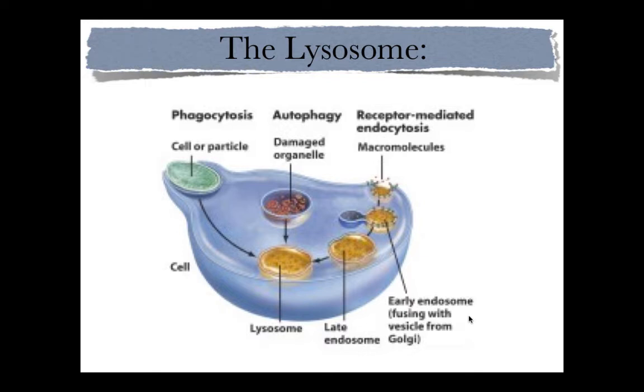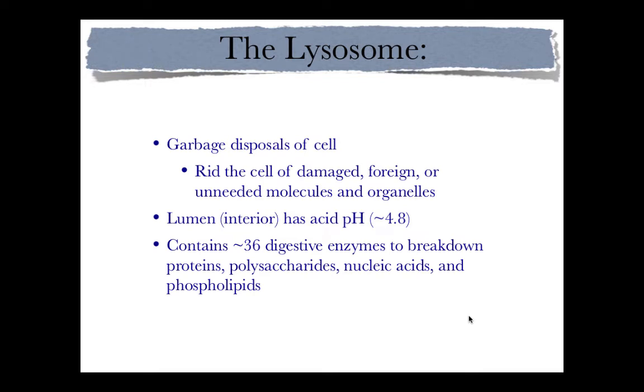And so let's skip this for a second, and we'll go through a little bit of the description, then we'll come back to that previous slide. So it can rid the cell of damaged, foreign, or unneeded molecules and organelles. And that's because the lumen, what does lumen mean? Yeah, an inner structure. So you can say the lumen of the gut, the lumen of the cell, the lumen of the lysosome. That means the inside of the lysosome has an acidic pH, approximately 4.8.